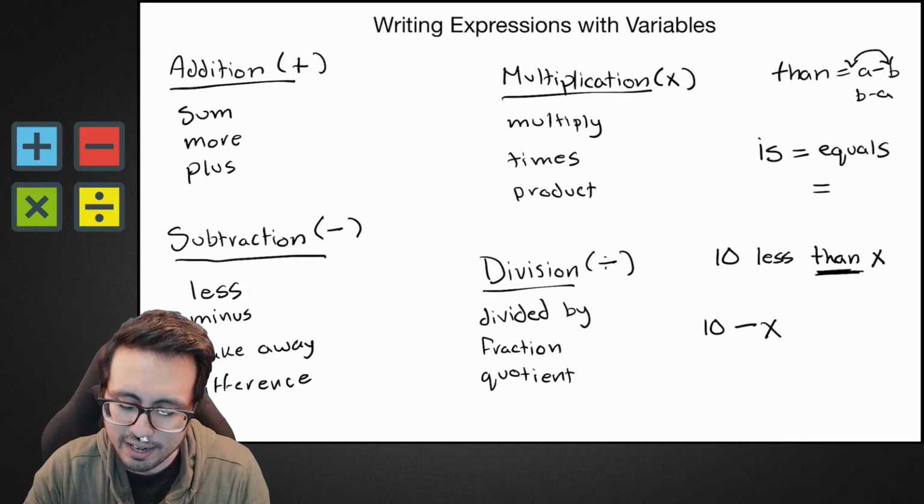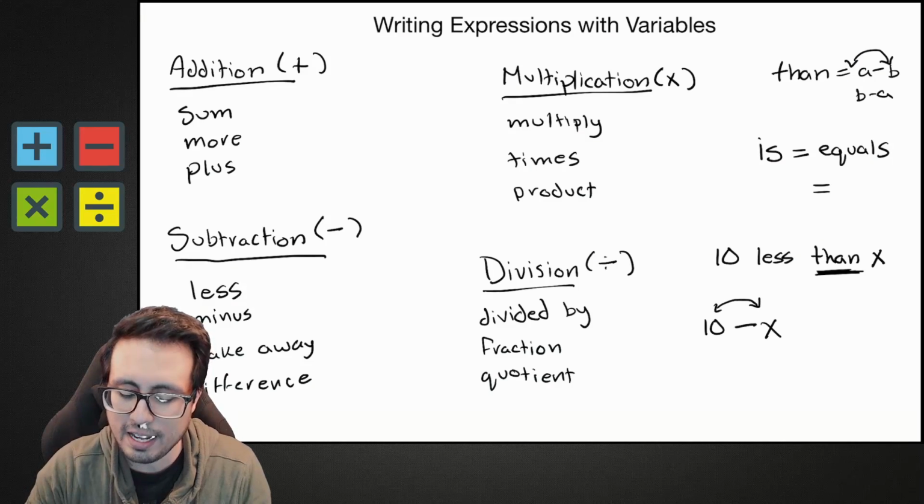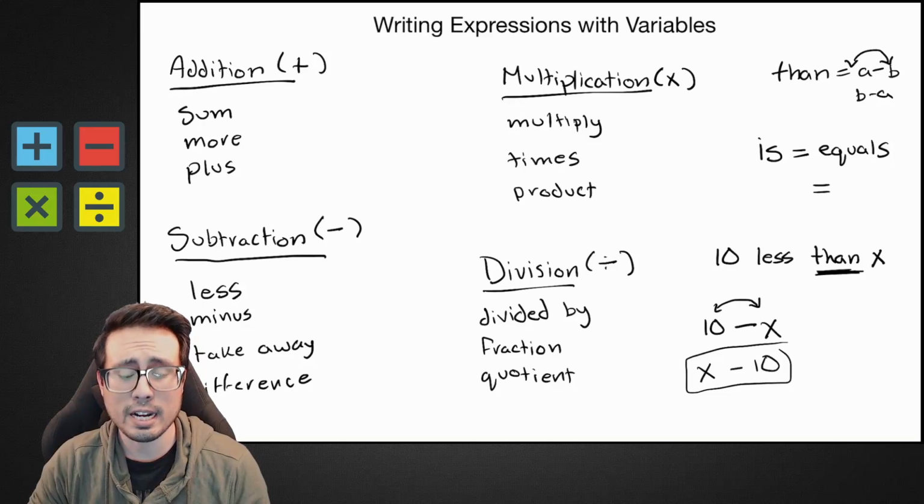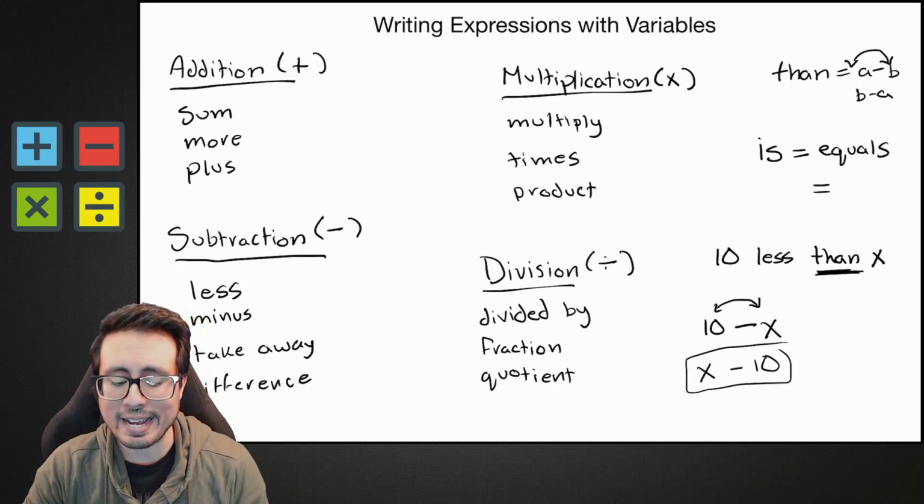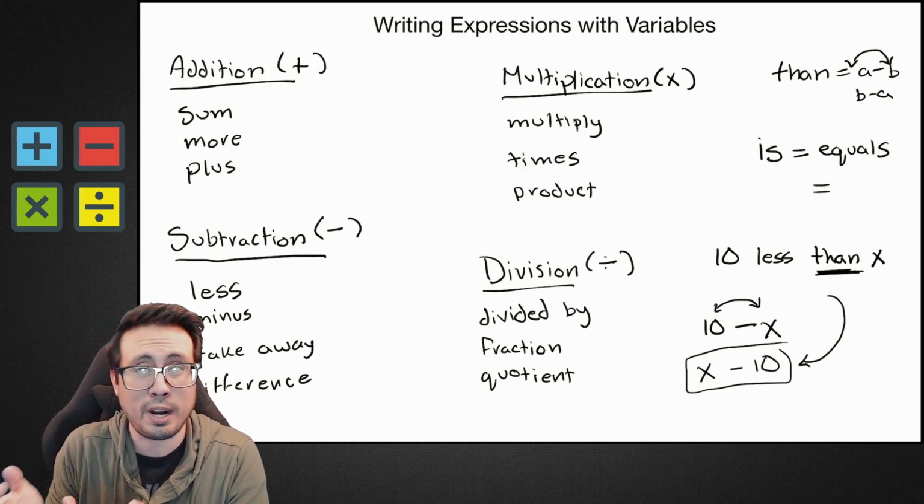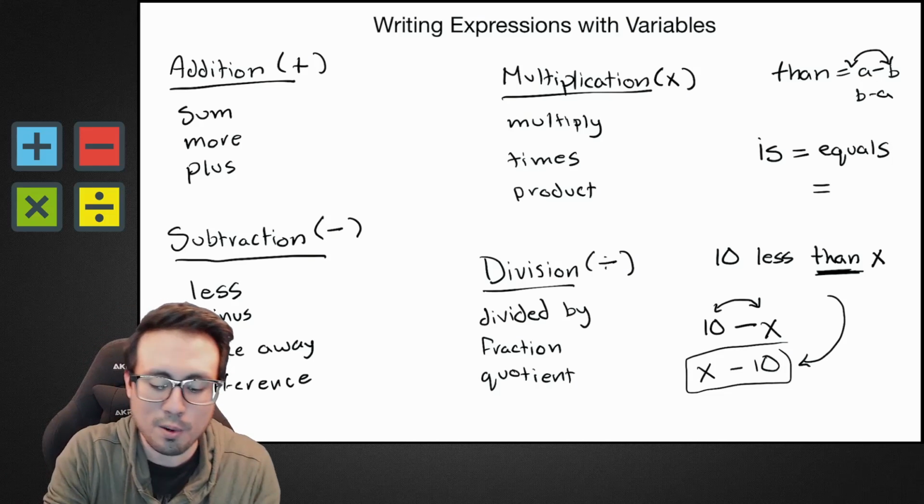So in this case, because there's a word than there, I'm going to swap the 10 and the x, and I am going to end up with x minus 10. And that is going to be my expression, x minus 10. So 10 less than x is written in an algebraic expression as x minus 10. They mean the same thing. One is in words, one is in algebraic expression, right? So this is how you would do that one.